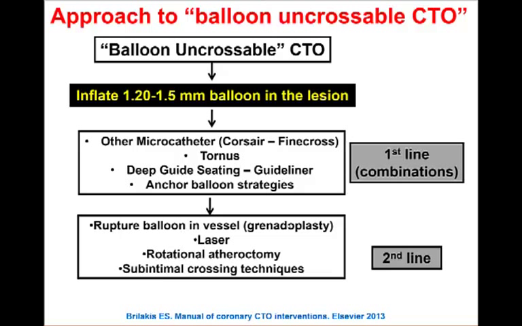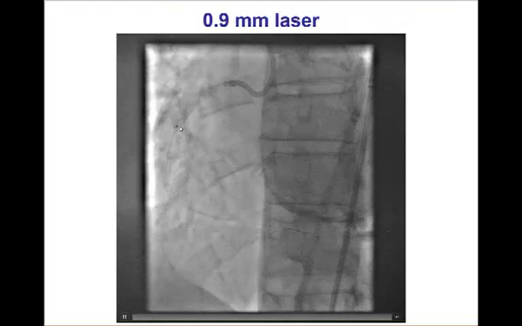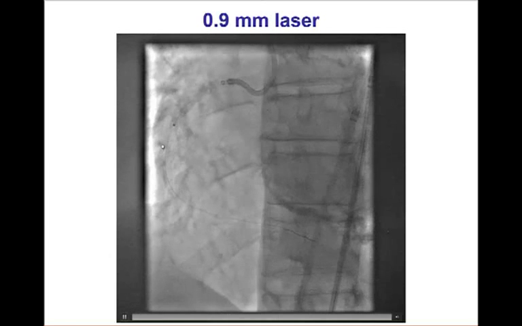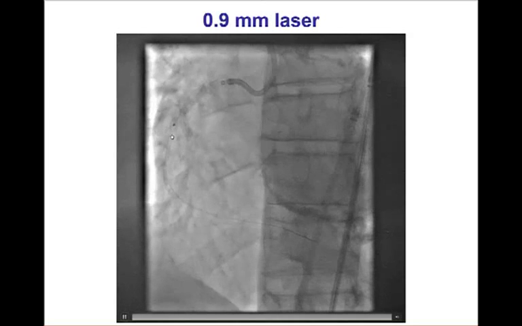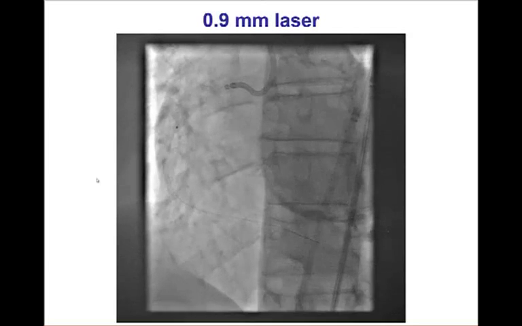The next steps, which are a little more aggressive, we call them second line steps, was to rupture a balloon in the vessel, which is called grenadoplasty. So a small balloon is inserted as deep into the lesion as possible and then ruptured in an attempt to modify the proximal cap. This was not successful in our case, and then we also tried laser, which does not require changing the guidewire, in contrast to rotablator, which requires exchange of the guidewire. However, once again, laser was not successful in crossing the lesion in our case.